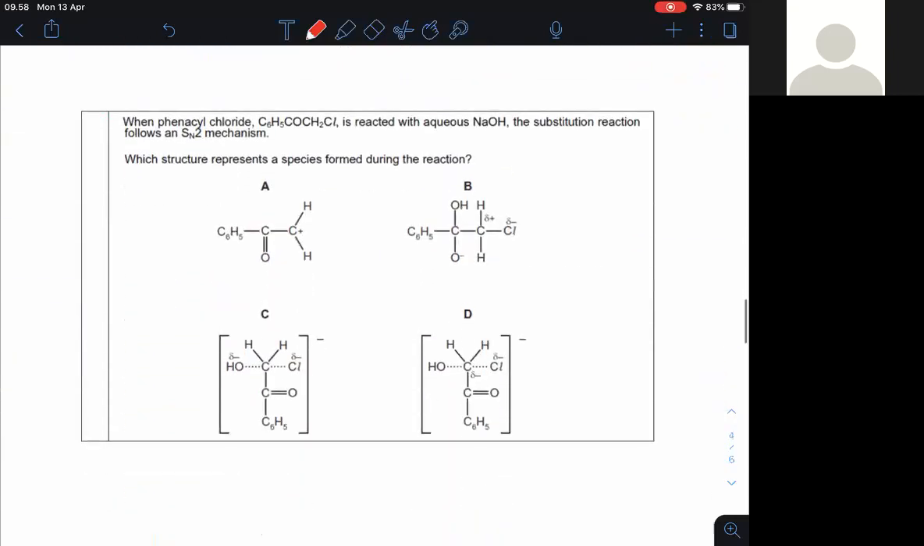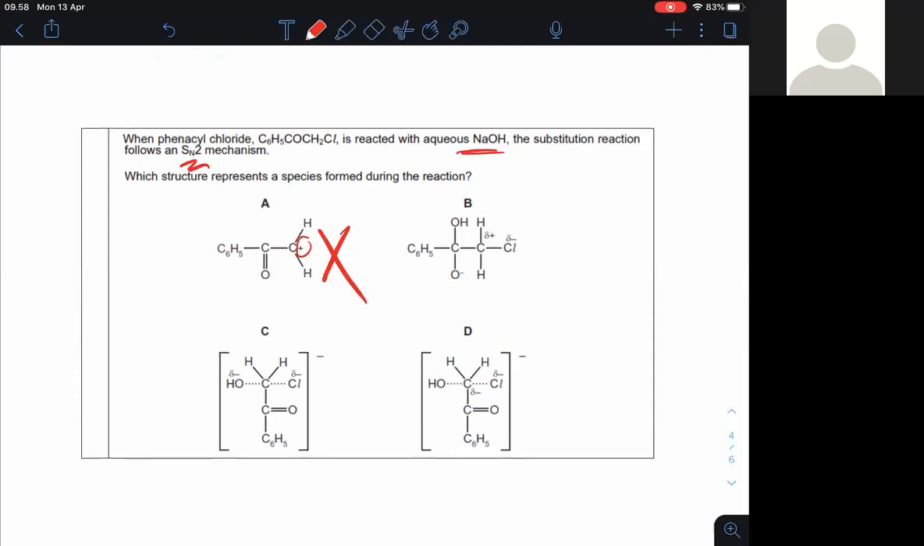Number 10. This is going to be a follow-up to all the questions that we have done earlier. Here they say it's SN2. Just now also we mentioned SN2. An intermediate is going to be formed. When you have an intermediate, take note, there's no carbocation. Here they say that when you react with sodium hydroxide, the substitution follows an SN2 mechanism, which structure represents a species formed during the reaction? The species formed during the reaction means they are asking which one is the intermediate.